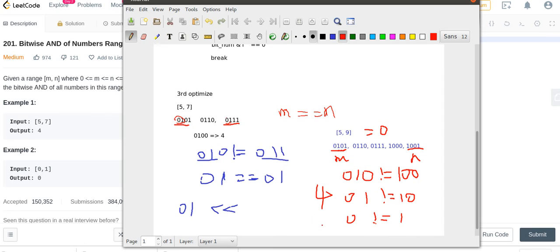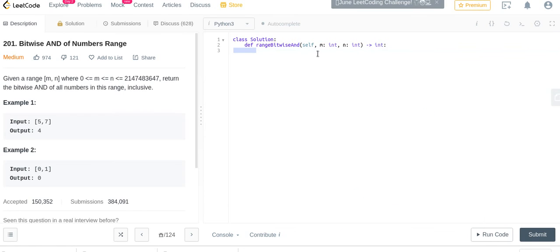So we will shift m left 4 times, so it equals 0. And for the other example, we shift left by 2: 0 1 shifted by 2 gives 0 1 0 0, equal to 4. So this is an elegant way to solve it.